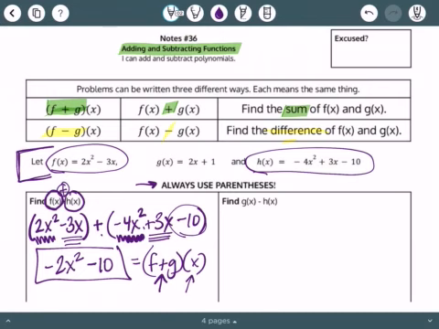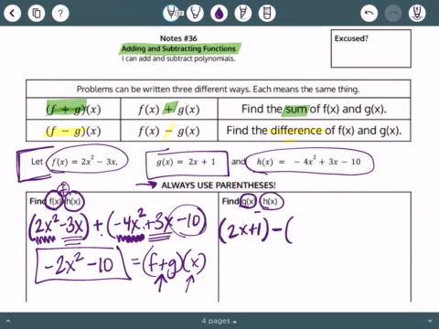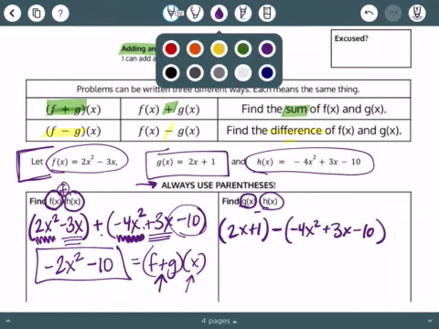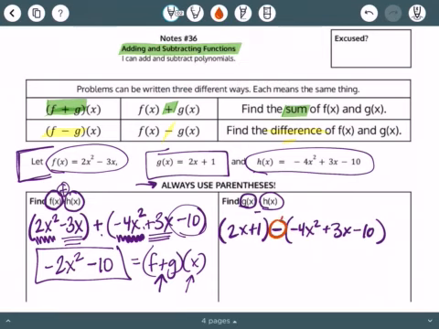So the same is true for subtraction. I'm going to find the g of x, and then I'm going to subtract h of x. So I'm going to open up g of x this time. Here's g of x here with 2x plus 1. I'm going to subtract, use my parentheses again, so negative 4x squared plus 3x minus 10. In this case with subtraction, I can see that the subtraction sign needs to be distributed into each of the pieces here. Right? So my 2x plus 1 is still from the beginning.